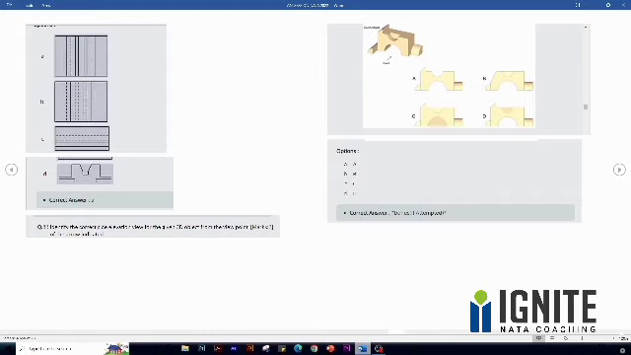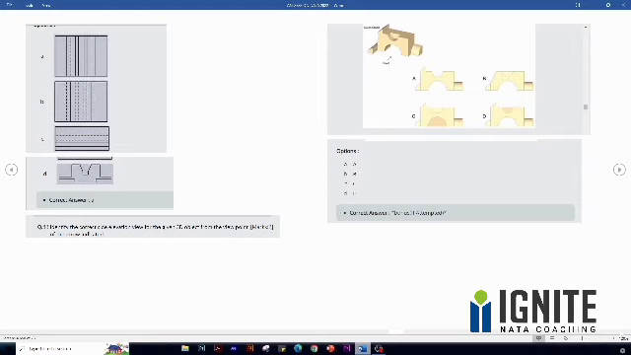Again, the next one is an elevation, orthographic question. We have to identify the correct side elevation. So if you look, we will see the answer is basically A. The answer is basically C.